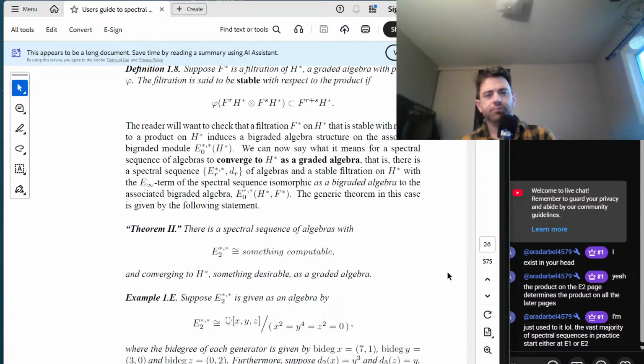Okay. So, we can now say what it means for a spectral sequence of algebras to converge to H as a graded algebra. That is, there is a spectral sequence of algebras and a stable filtration on H, with the E infinity term of the spectral sequence isomorphic as a bi-graded algebra to the associated bi-graded algebra. Right. Okay.